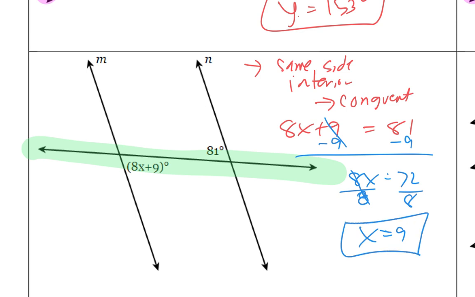So if we substituted 9 in here, that would mean 8 times 9, plus 9, which equals 81 degrees. And that makes sense, right? So that's what that means, we're going to substitute 9 in place of the x. All right, let's keep it moving.